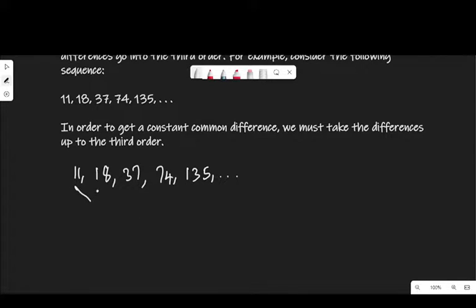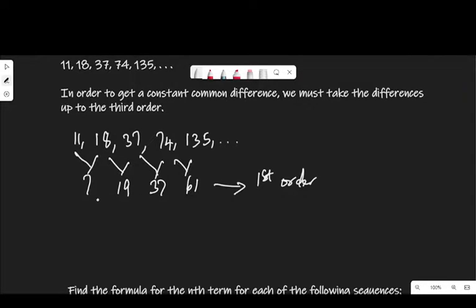Taking the first order difference, 18 minus 11 is 7, 37 minus 18 is 19, 74 minus 37 is 37, and 135 minus 74 is 61. This is the first order difference. You can see that the differences are not the same.